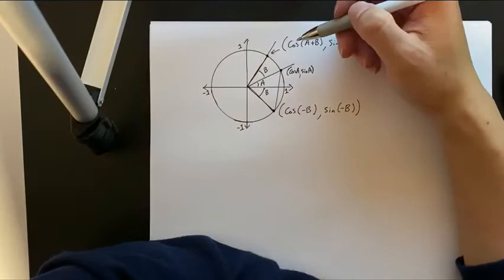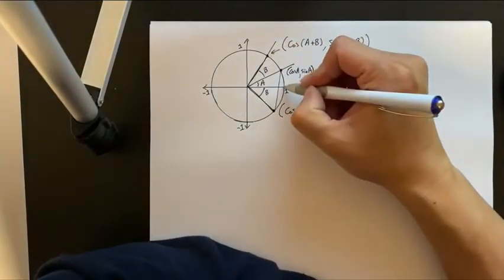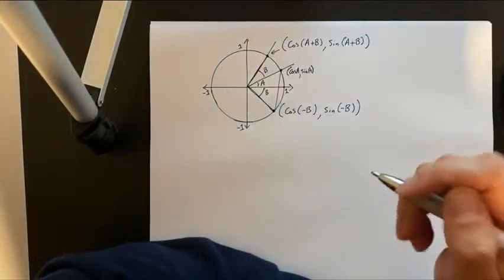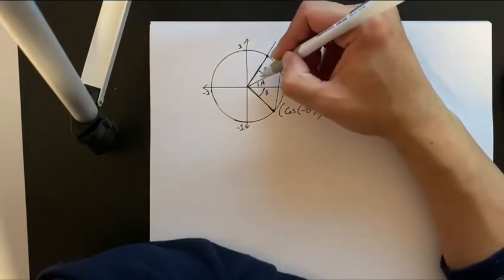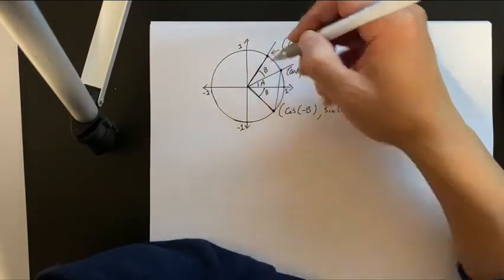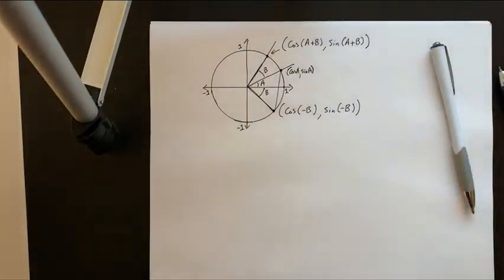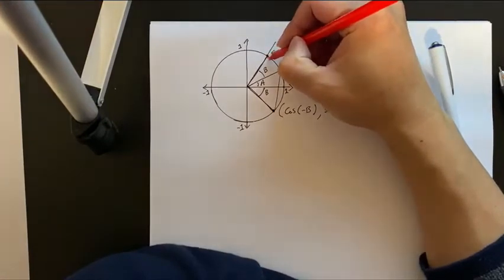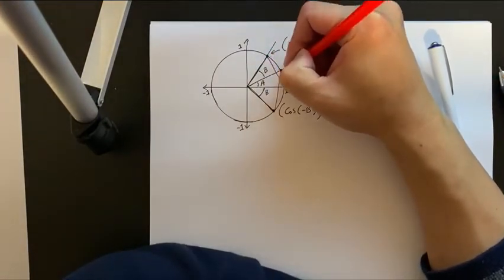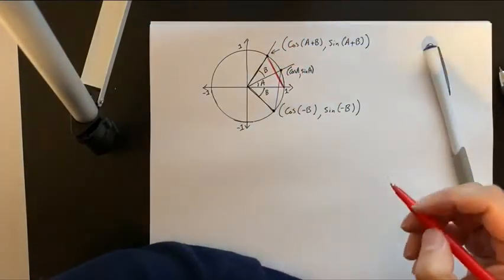And we're going to do the same thing for these two points. And we have the same central angle. It's also A plus B. I think I'm going to use a red pen so you can see.